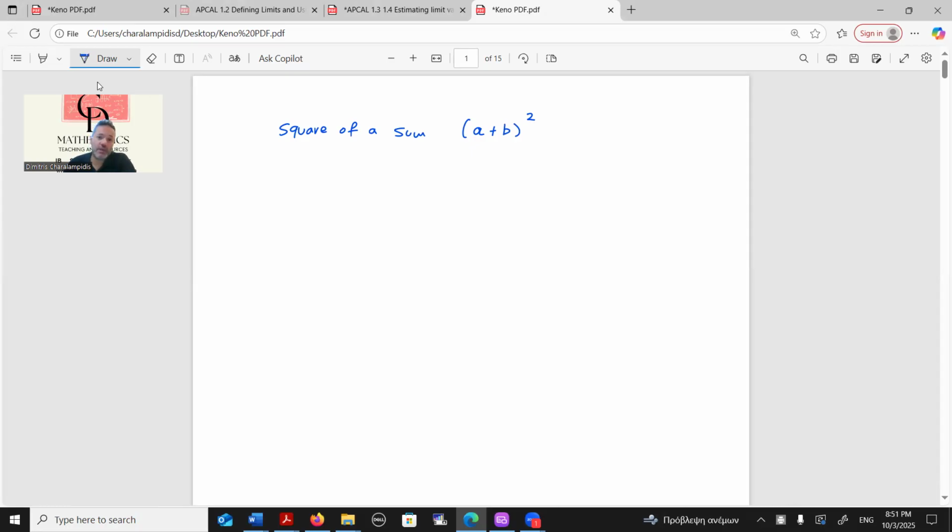The first question is, what do you imagine A plus B squared is equal to? There is always one student, at least one student, that might say, I know, sir, A plus B squared is equal to A squared plus B squared. Then we go and see all of us together why this is wrong.